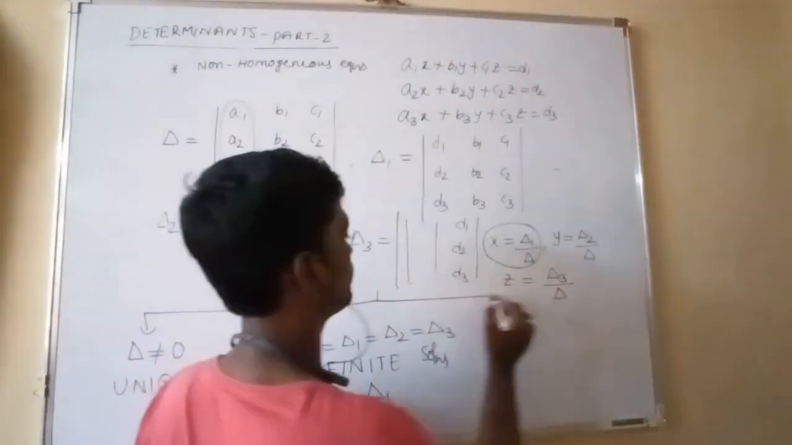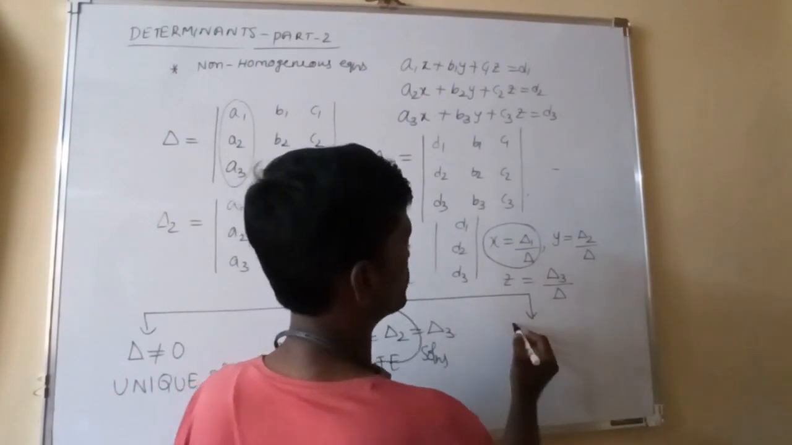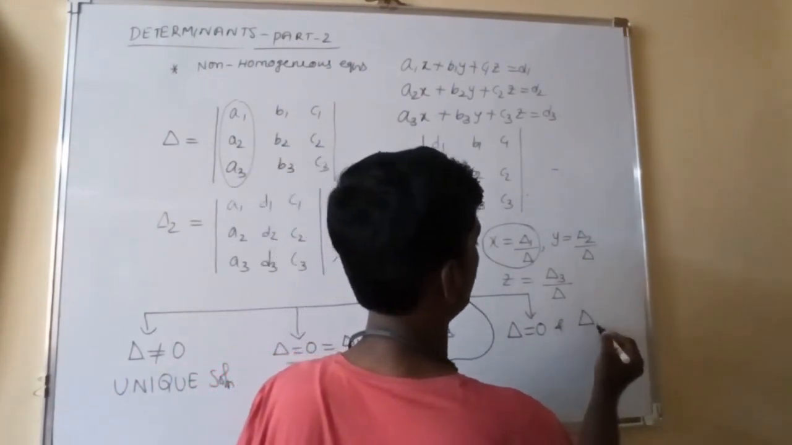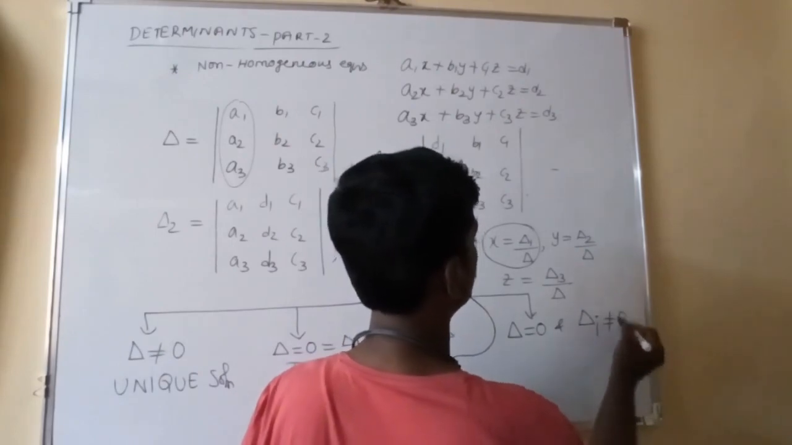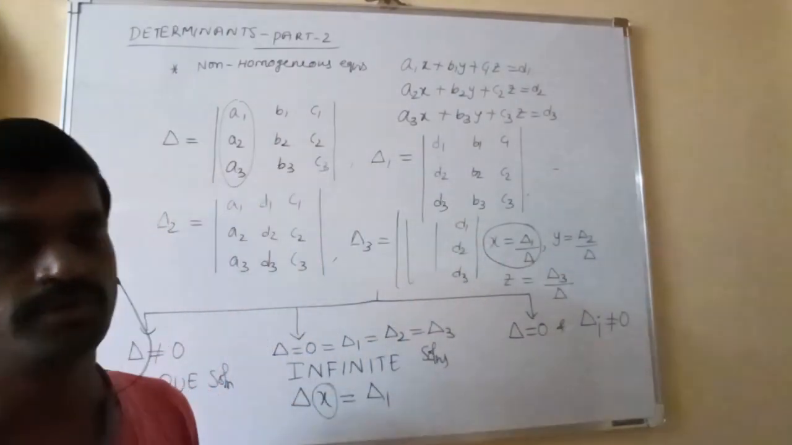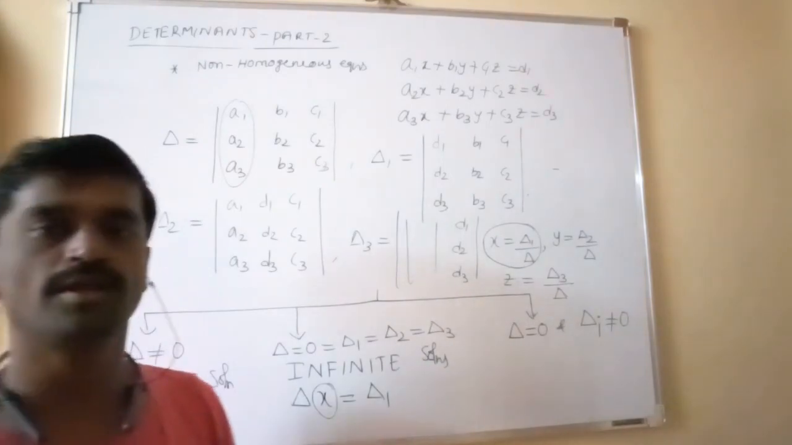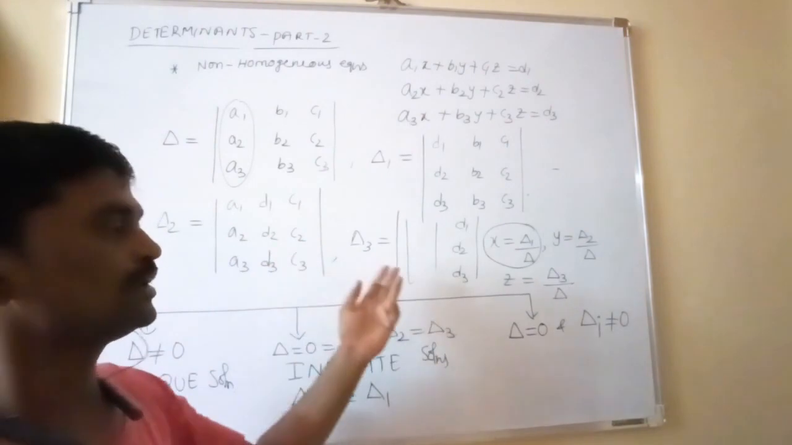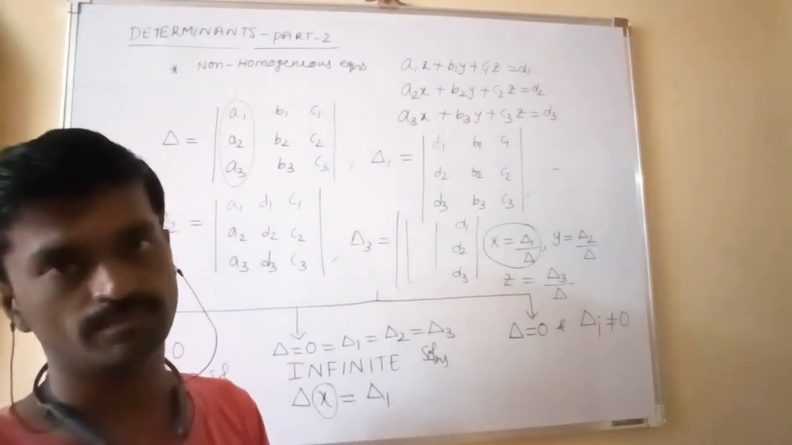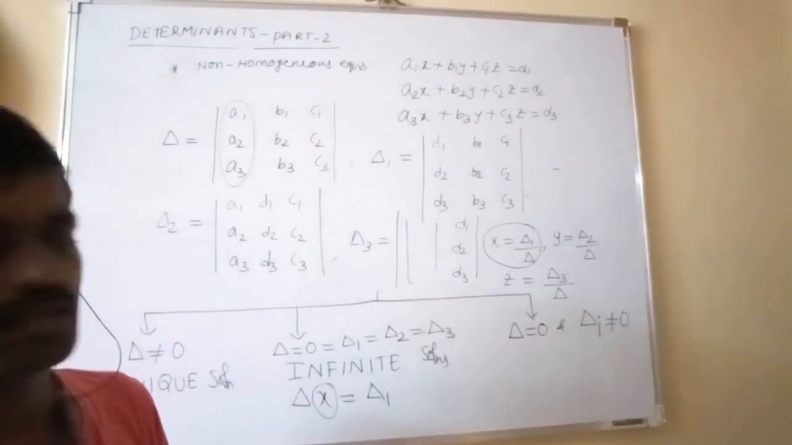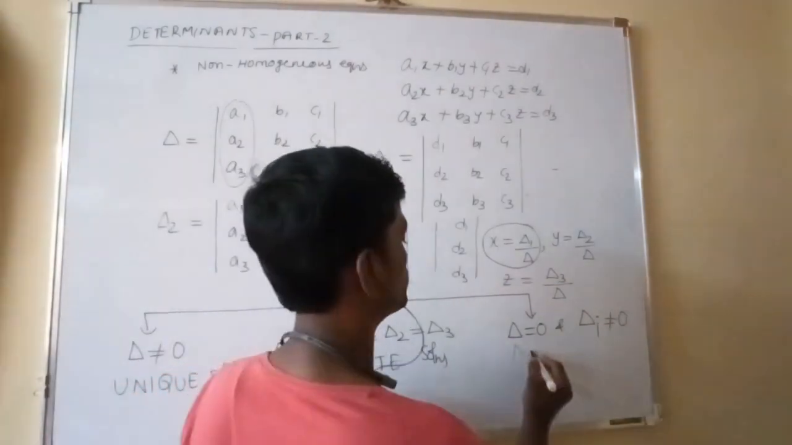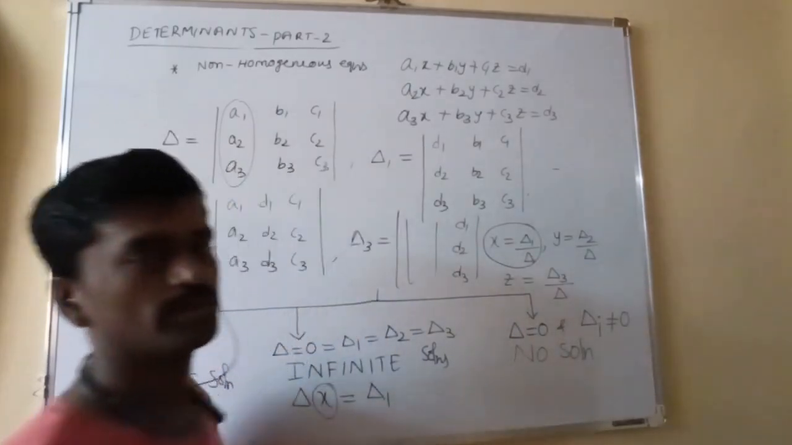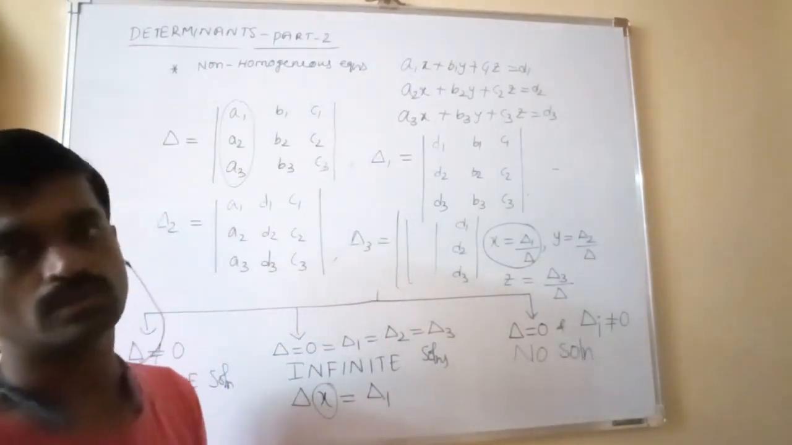Next case, suppose delta is 0 and at least one of delta i is not equal to 0, where i is equal to 1, 2, 3. That means either delta 1 not equal to 0 or delta 2 not equal to 0 or delta 3 not equal to 0. Then in this case we can conclude the given system of equations has no solution.